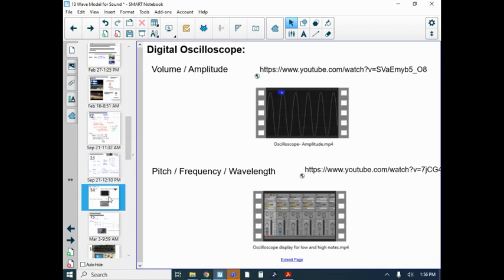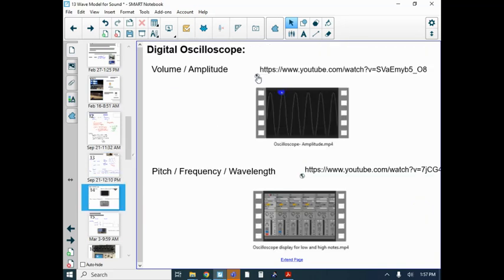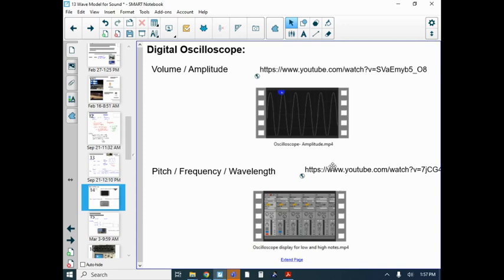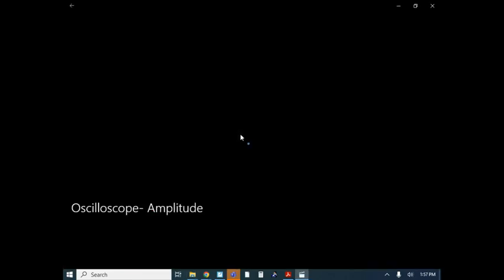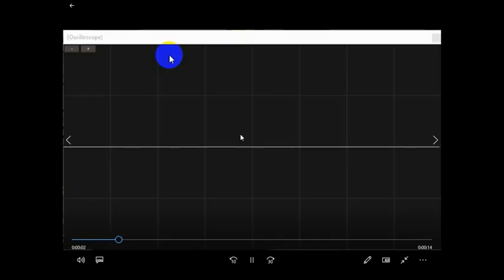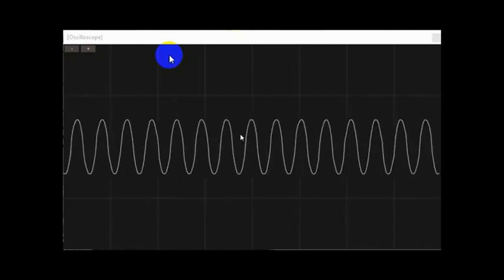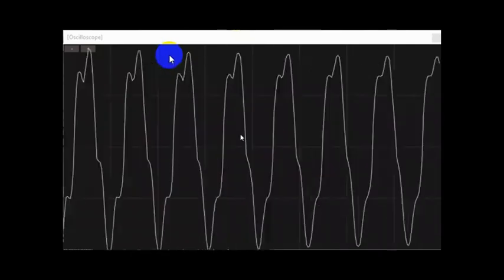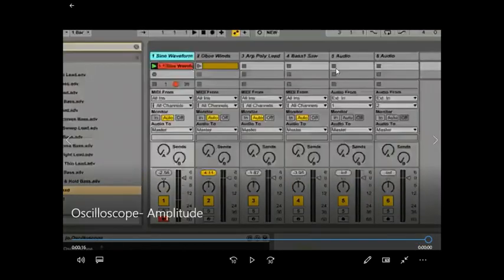Digital oscilloscope. I like this kind here better. This is certainly what I do in class as well. The digital oscilloscope is a pretty nice little video though, so I'm just going to show it quick here. The first one was oscilloscope amplitude, just like we did, and you can hear it and see it at the same time. That wave pattern, and then louder, then quieter, higher pitch, louder, higher pitch, quieter, higher, even higher pitch. You're seeing amplitude and wavelength change, and you're hearing the effect as well.